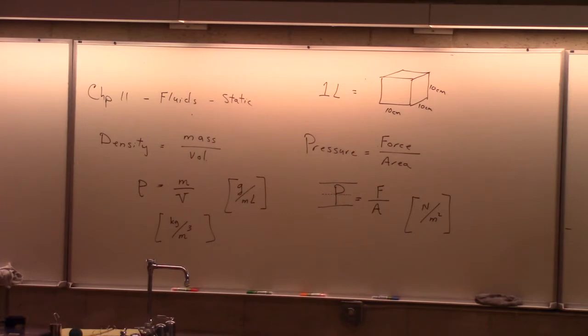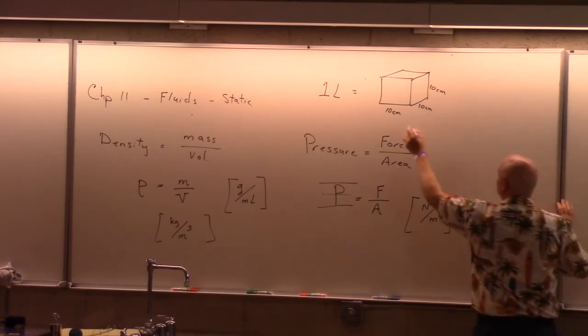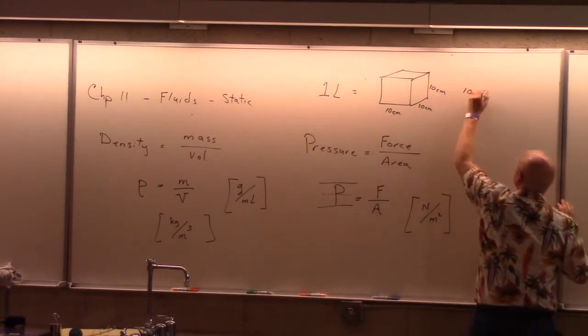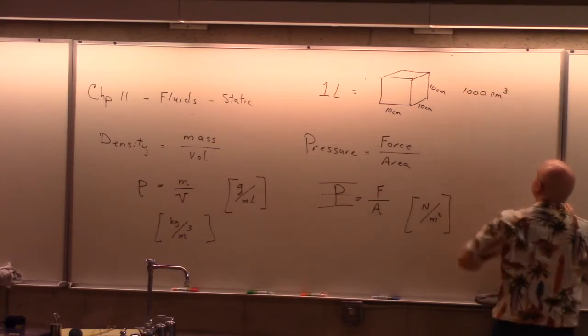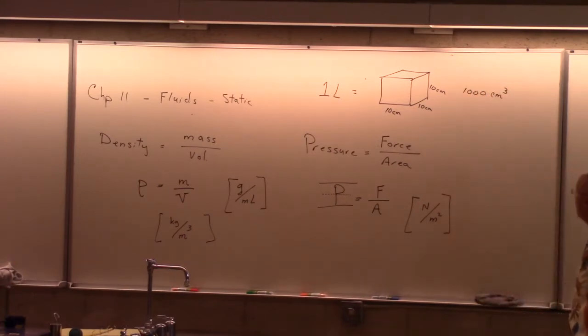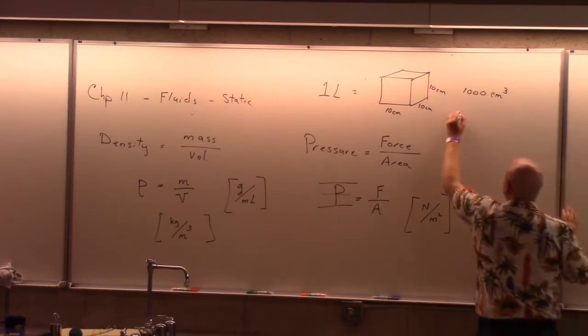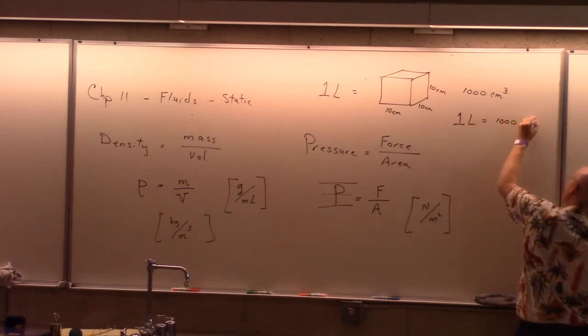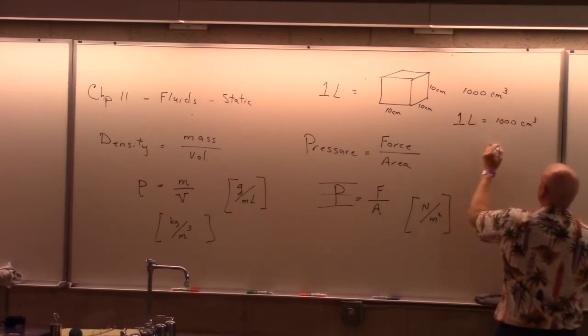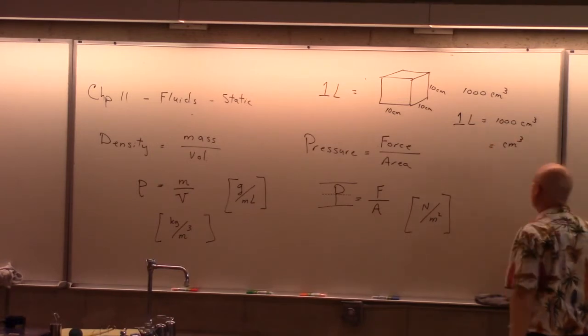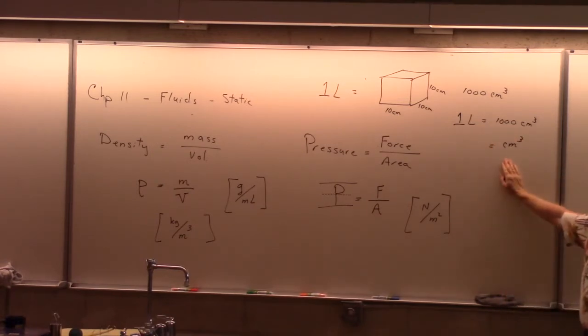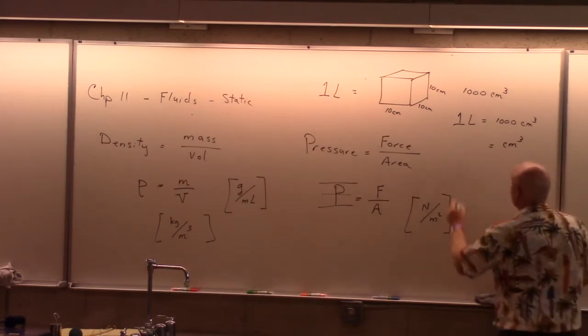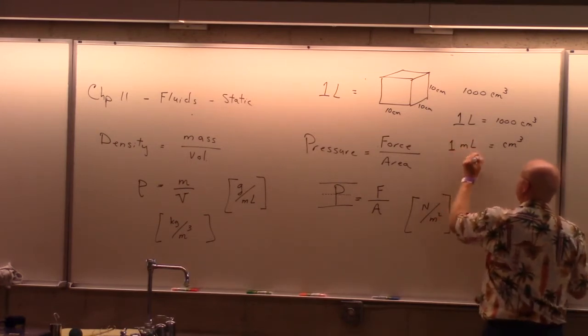So I think a better name for a liter is 1,000 cubic centimeters. See, because if I did this volume, length times width times height, this would be 1,000 cubic centimeters. And so 1 liter is 1,000 cubic centimeters. If you divide both sides by 1,000, of course over here on the right hand side you get 1 cubic centimeter, and on the other side you would get 1 milliliter.